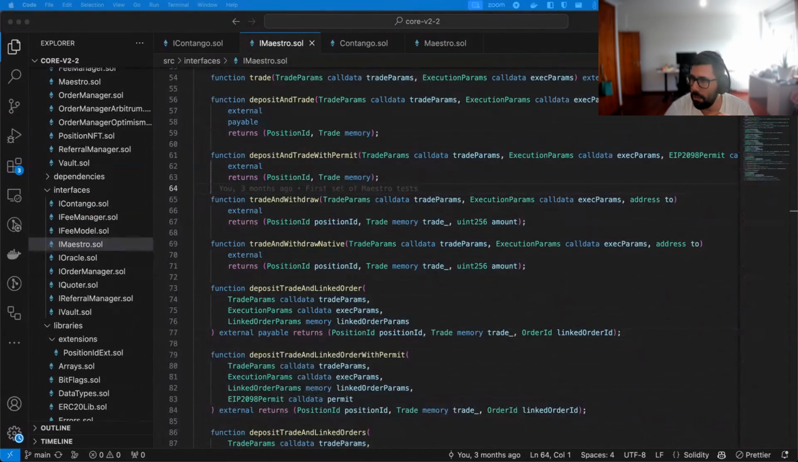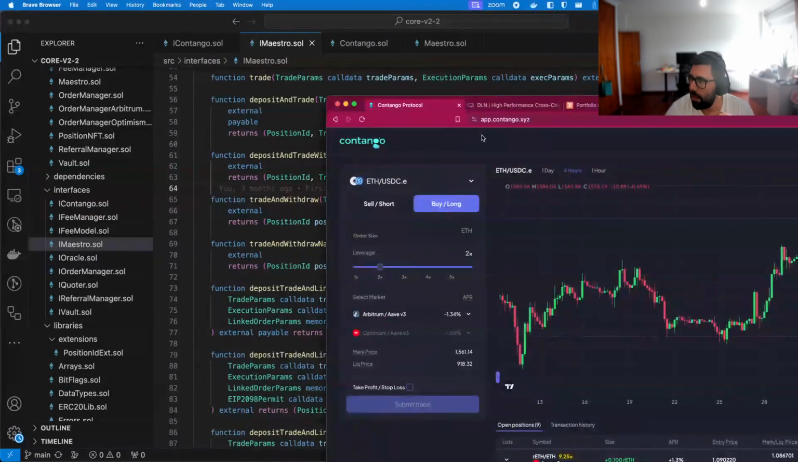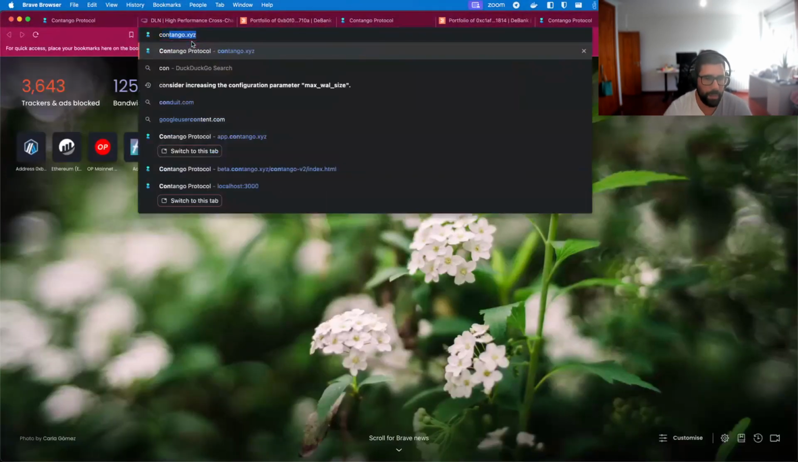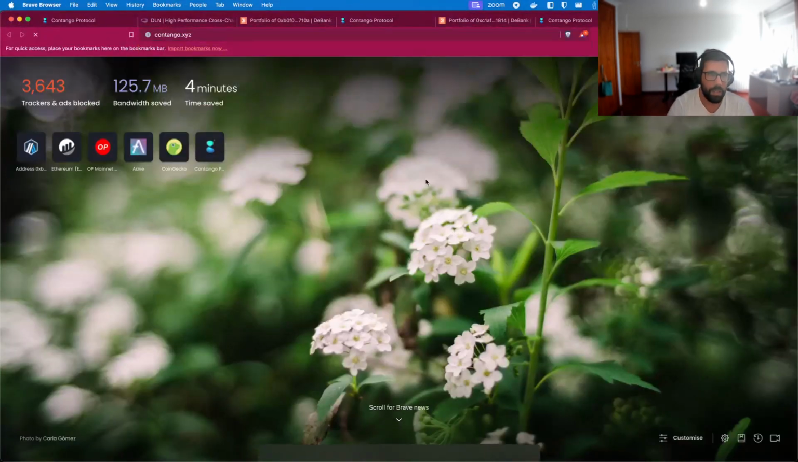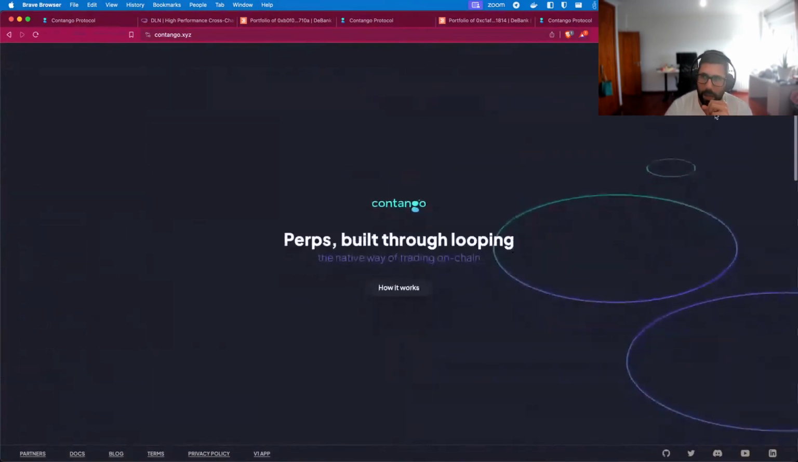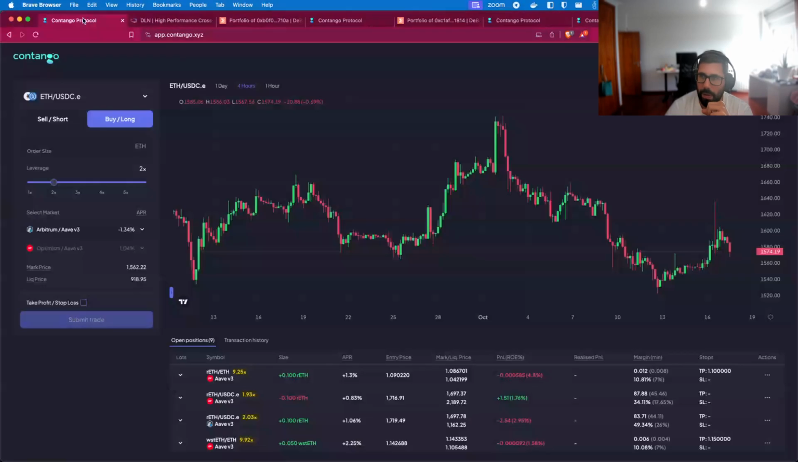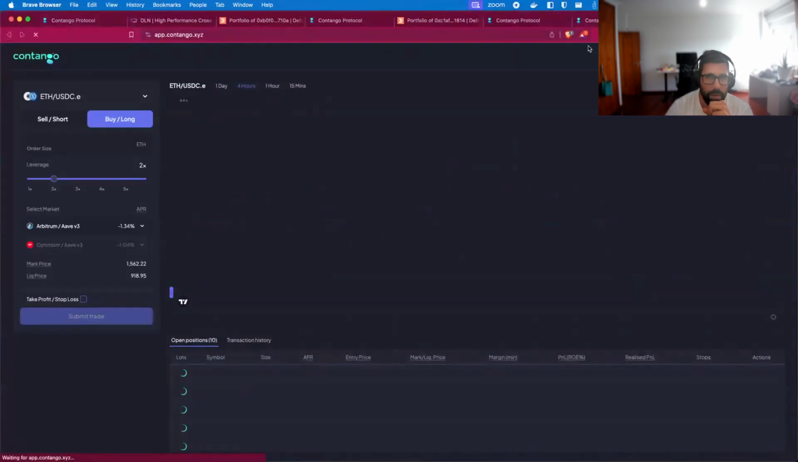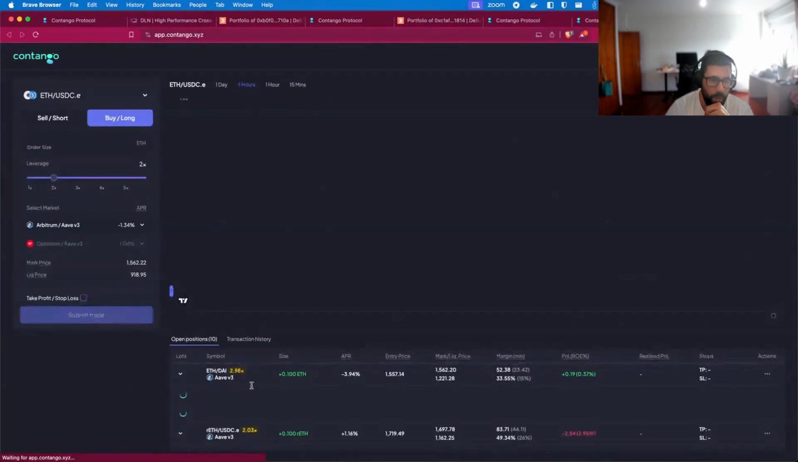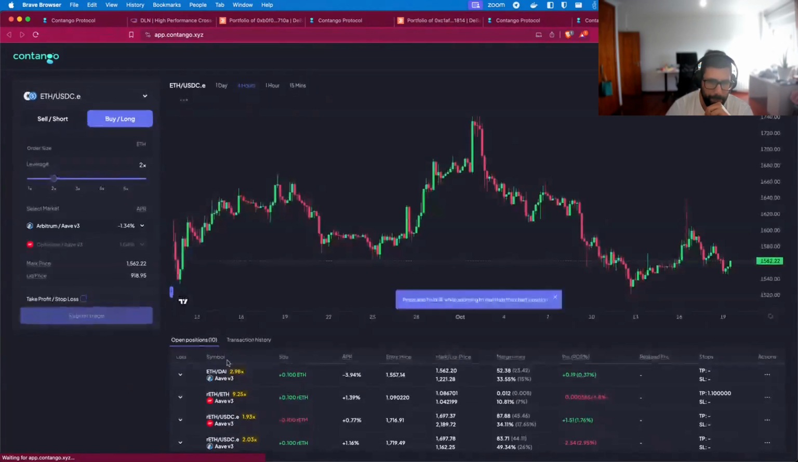The product is live. When I showed you before, it was looking at localhost. But if you go to contango.xyz, it's just your standard landing page, and then the launch app will bring you to this same website. So all of this is working. This is what is deployed right now.